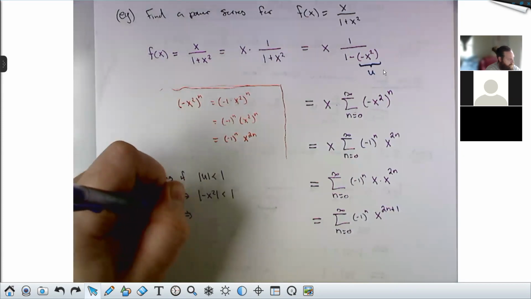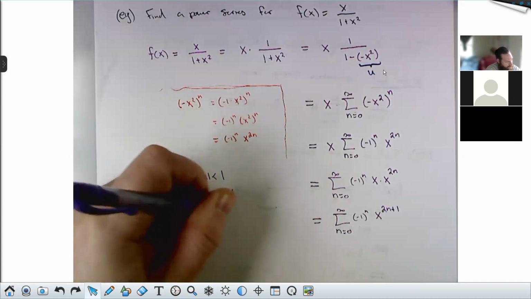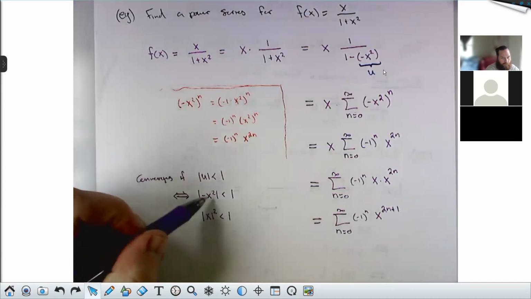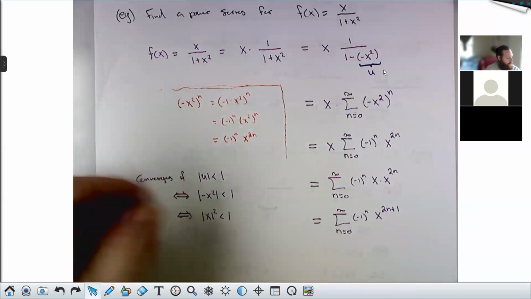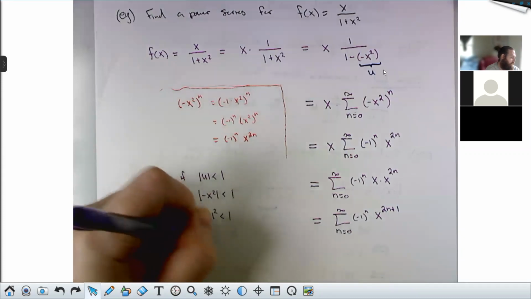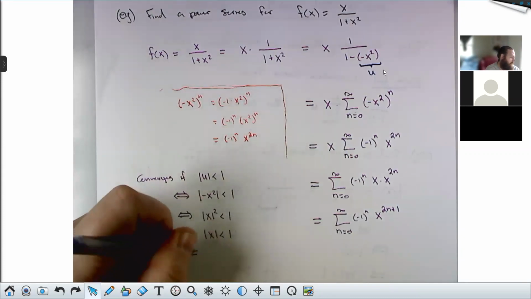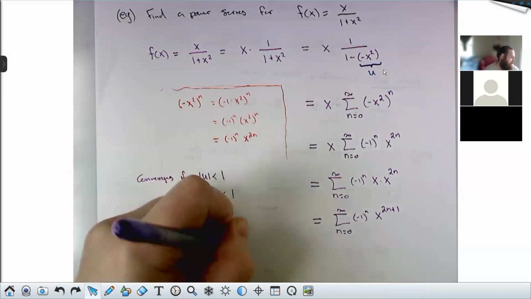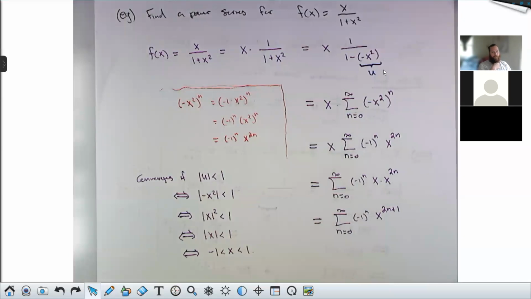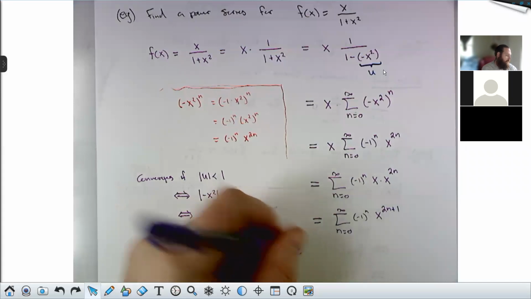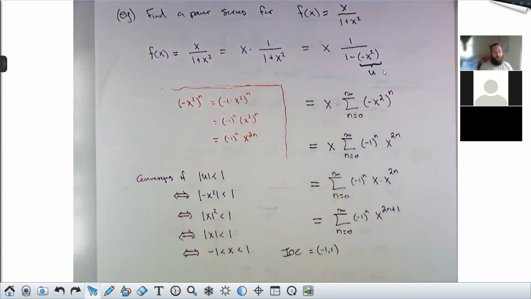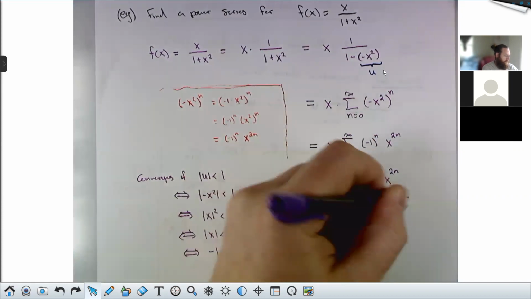It's basically the same steps. The negative goes away because of the absolute values. The square can pop out of the absolute values. You can take square roots and then unpack. So the IOC is again the open interval from negative 1 to 1. And because I didn't do anything besides use my geometric series trick, it was just algebra and geometric series, I know that the IOC will be open no matter what. Your final answer.